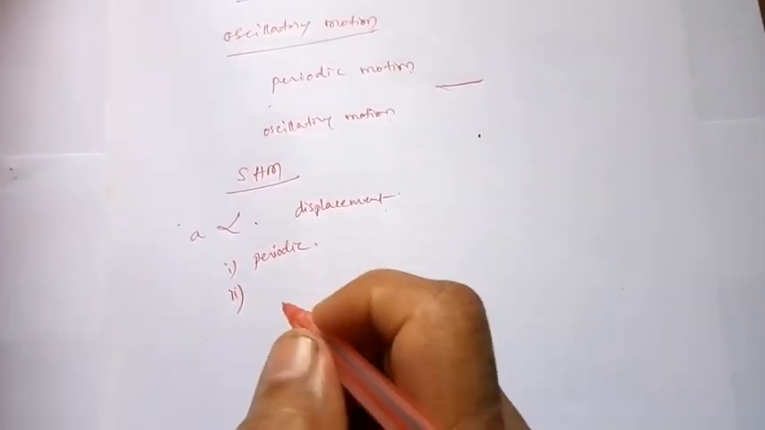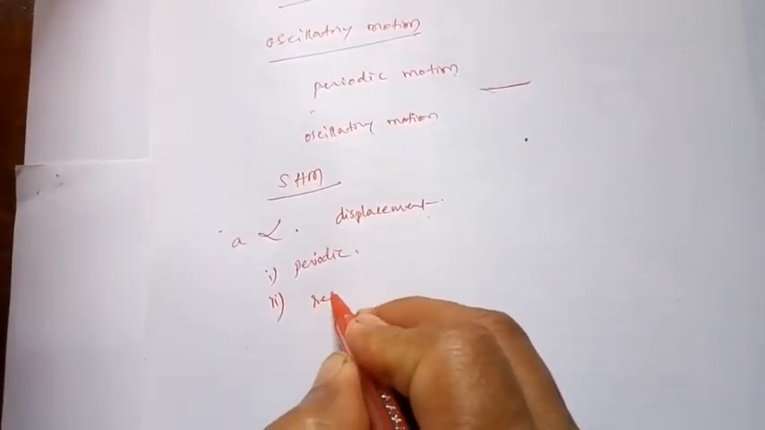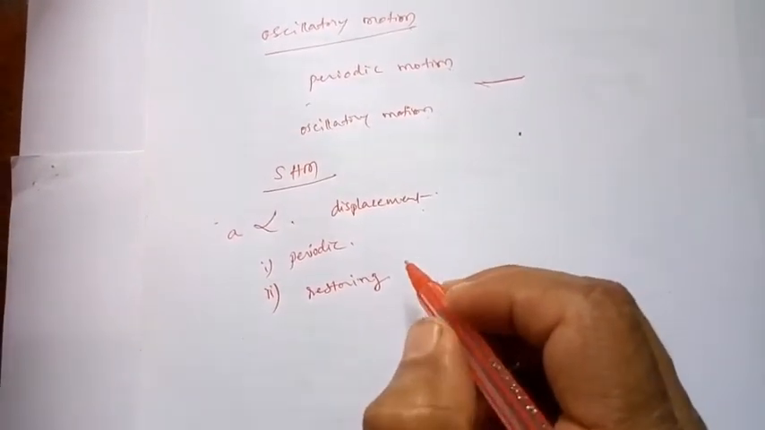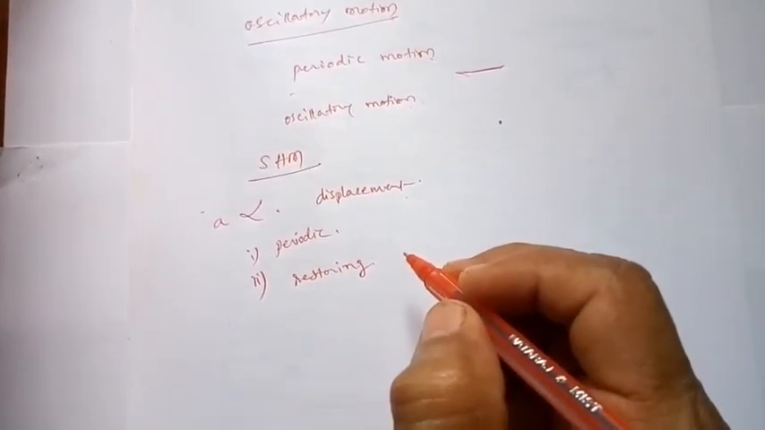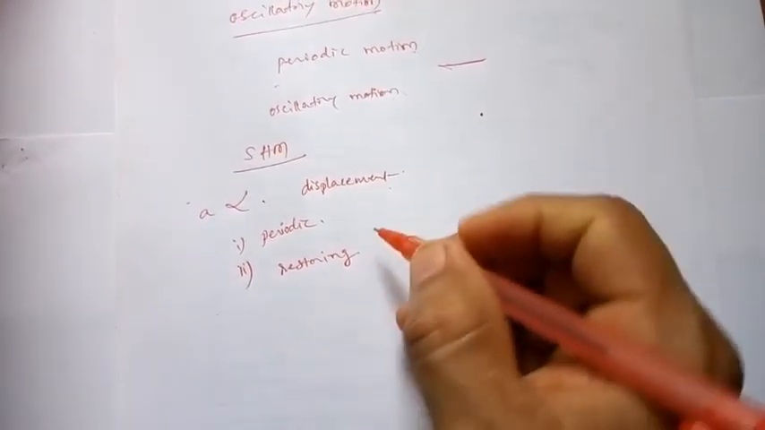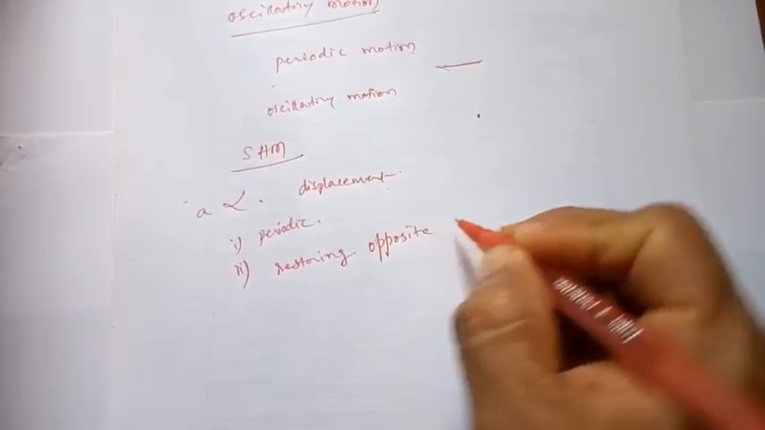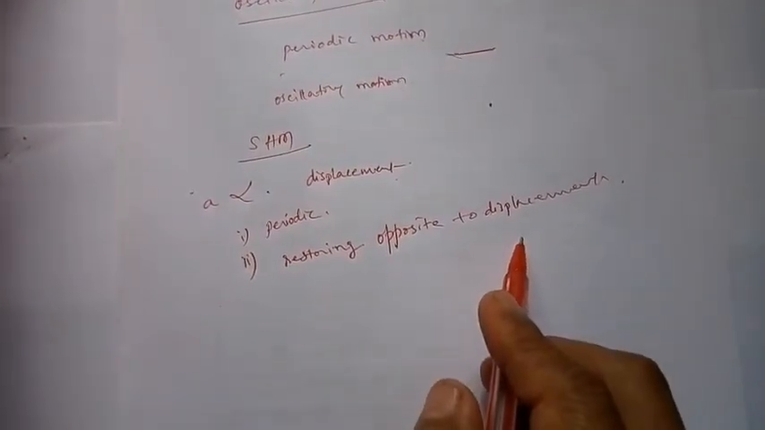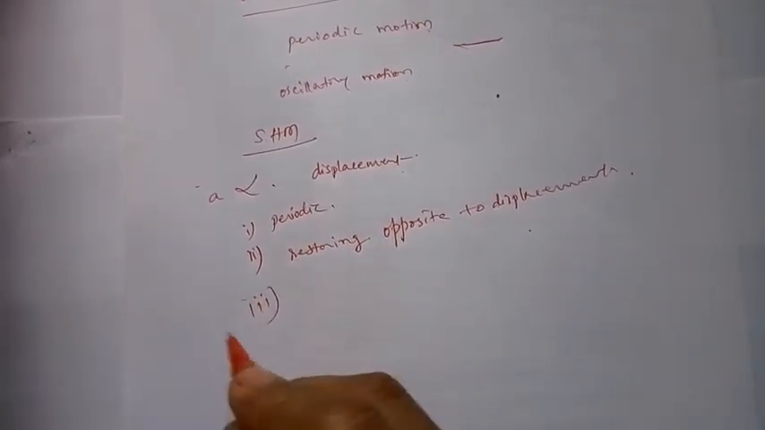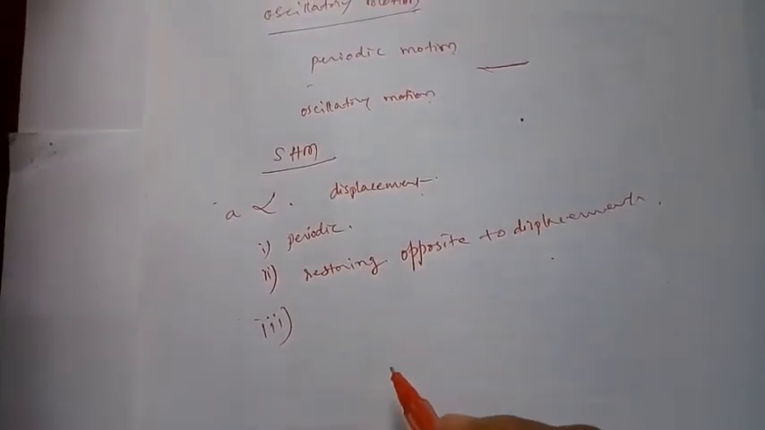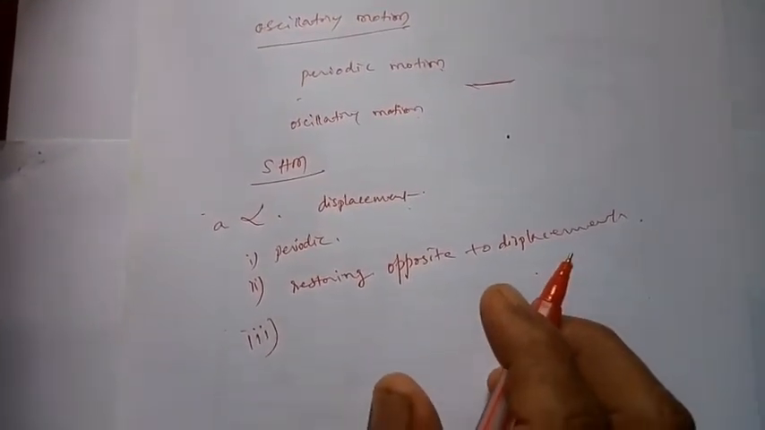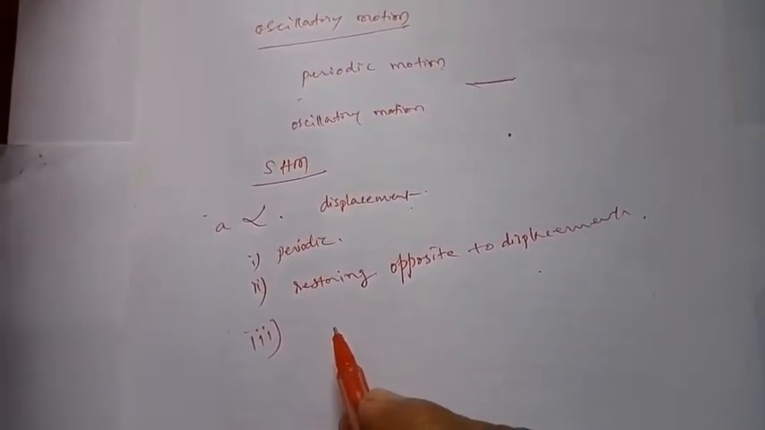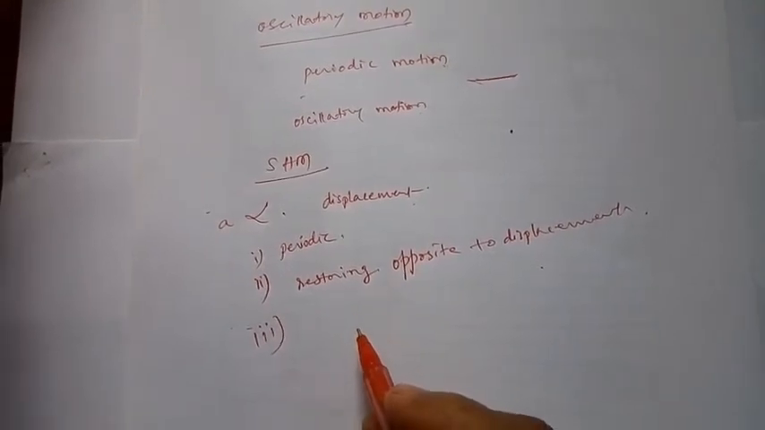Second, when the body is displaced from the mean position, a restoring force acts and tends to bring it to the mean position, directed towards the mean position. And the restoring force is opposite to displacement. The third point is the restoring force is directly proportional to the displacement of the body from its mean position. Always the amount of restoring force is directly proportional to displacement. As displacement increases, the restoring force also increases. As displacement decreases, restoring force also decreases.